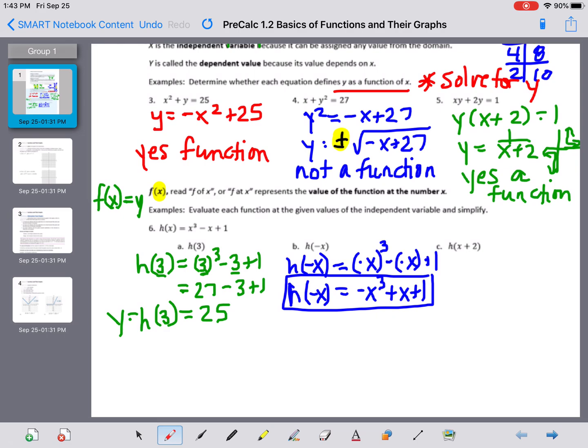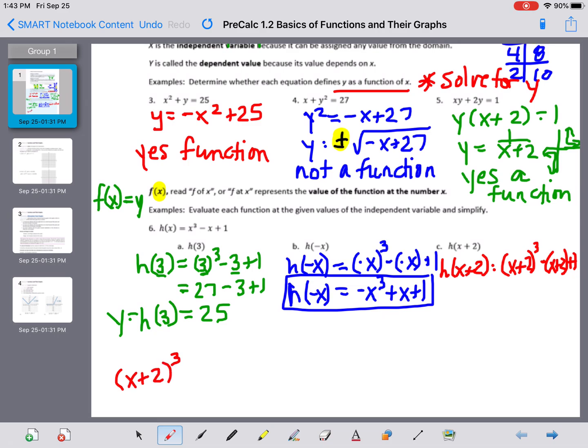Okay. Here we have an expression. So that says everywhere I see x in my equation, I'm putting in x plus 2. So x plus 2 cubed. Wow, couldn't do that nice, could I? Minus x plus 2 plus 1. All right, I'm going to need some extra space here. I'm just going to come over here and do my x plus 2 cubed.